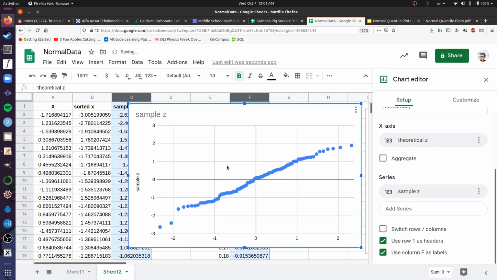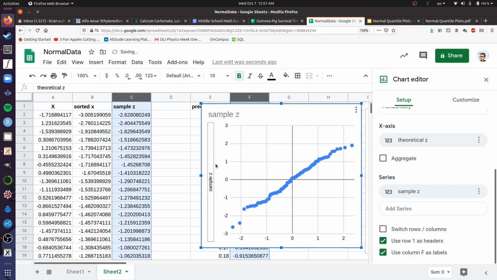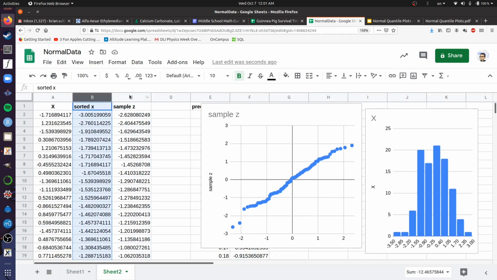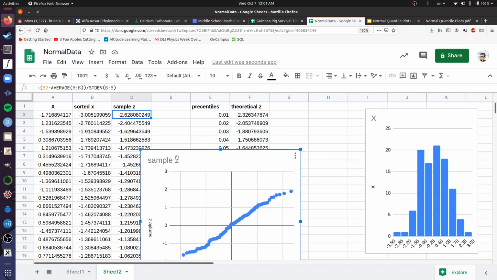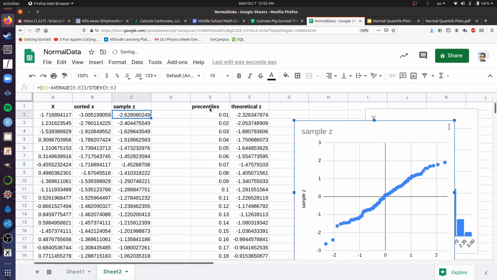So that is the procedure for making a normal quantile plot. Remember, we took the data and sorted it. We calculated z values by subtracting the mean and dividing by the standard deviation. Next, we generated evenly spaced percentiles and computed theoretical z's for those values using the command norm inverse, which takes a percentile and converts it into a z value.